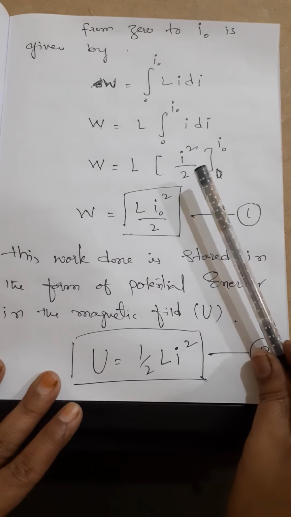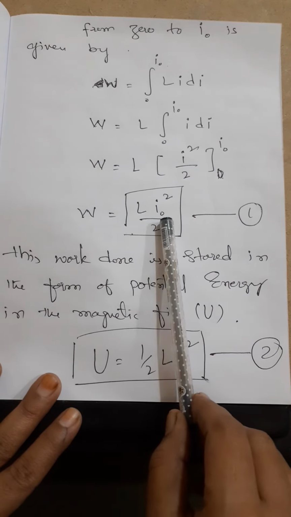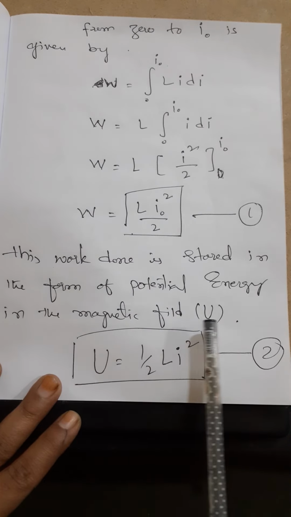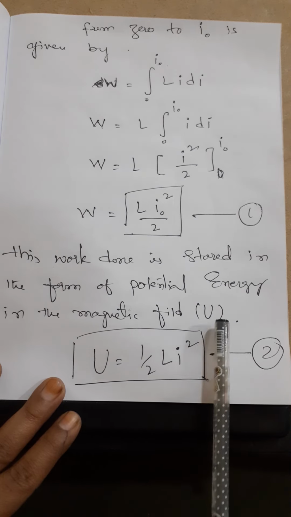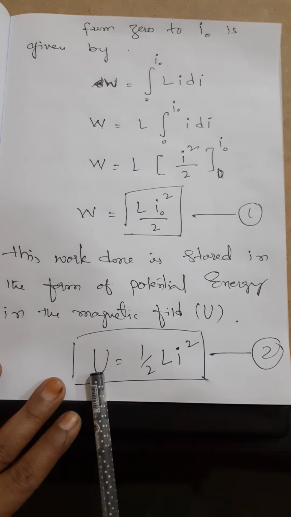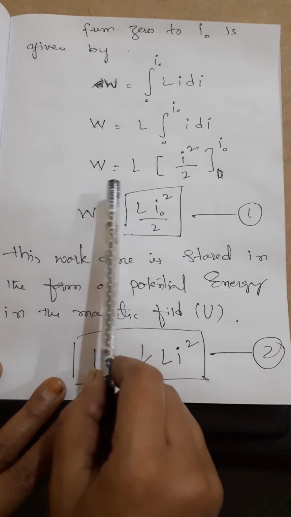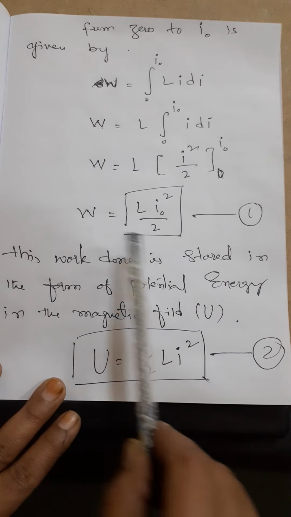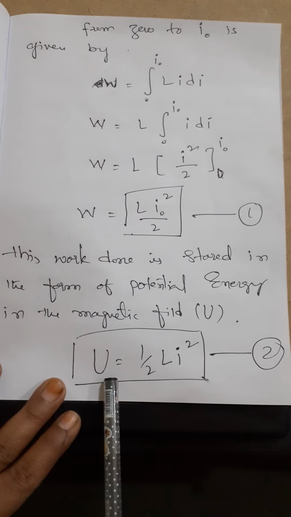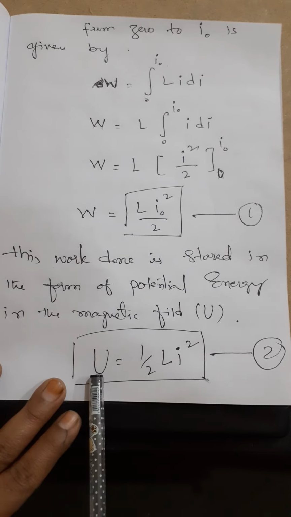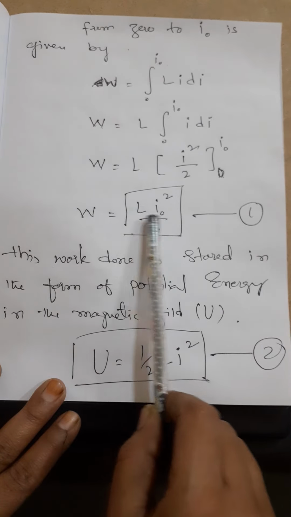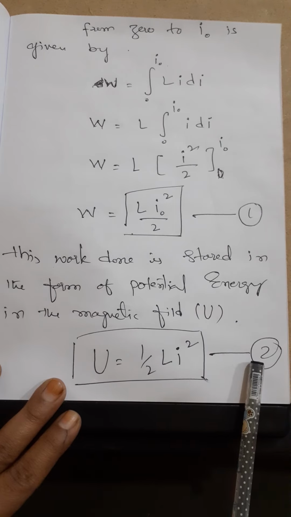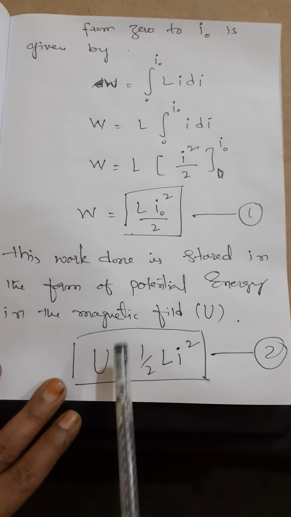Let us take this as equation number 1. This work done is stored in the form of potential energy in the magnetic field, represented by the letter U. So the total work done is stored in the magnetic field in the form of potential energy. So we can equate these two: W is equal to U, and that can be written as U equal to 1 by 2 L I naught square. Let us take this as equation number 2. So this work done is nothing but the potential energy.